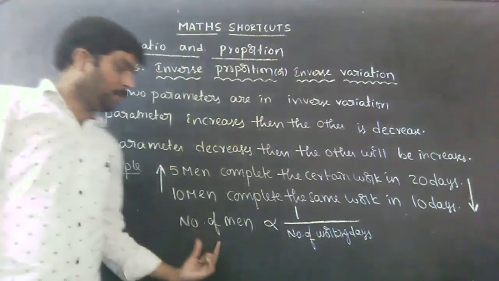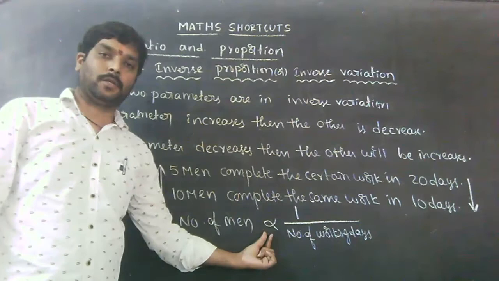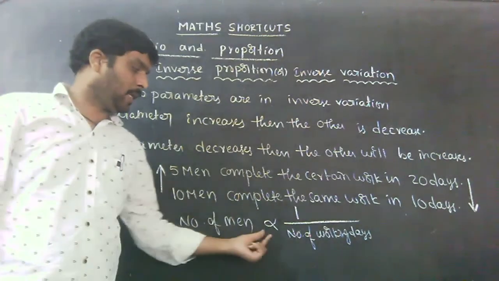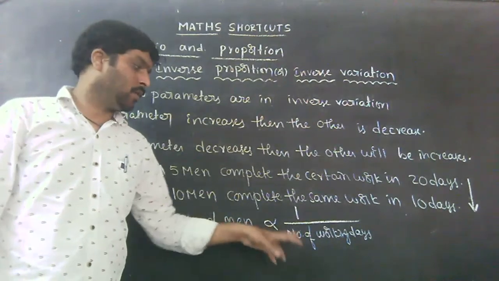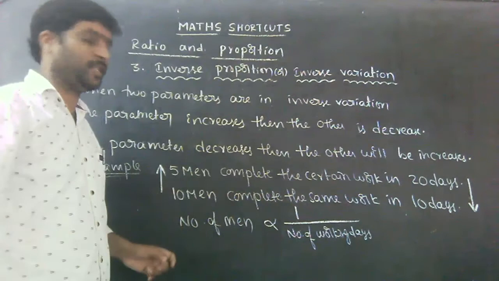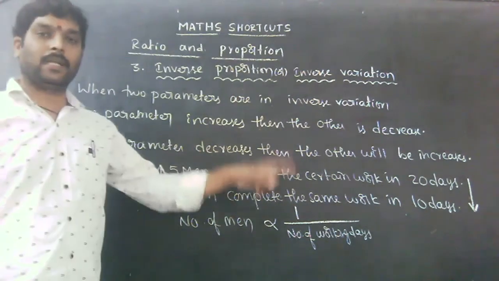Number of men is inversely proportional to number of working days. Same symbol, but we have to pronounce it differently. Both are inversely proportional to each other. One is increase, other one is decrease.